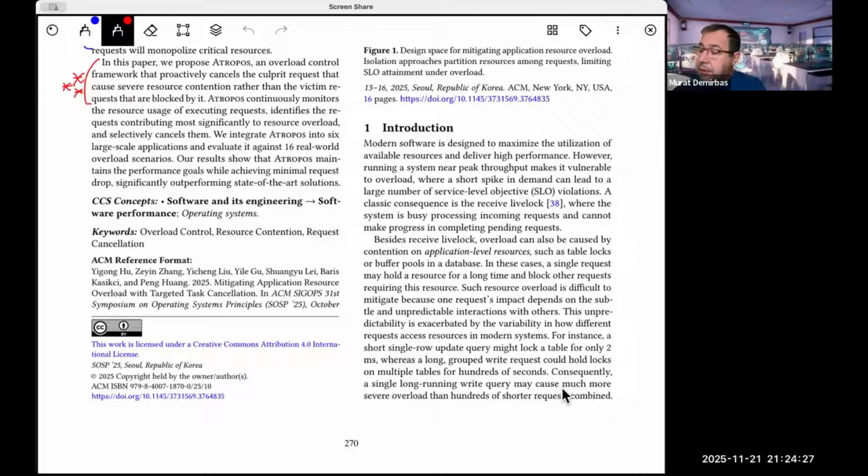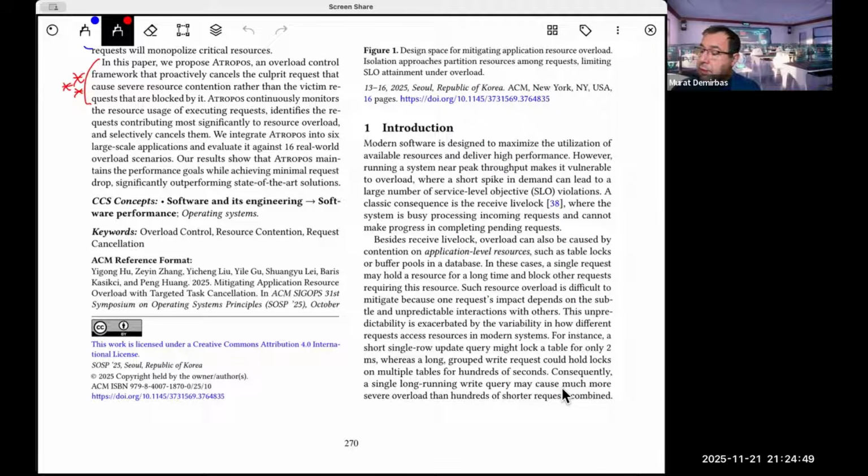This unpredictability is exacerbated by the variability in how different requests access resources in modern systems. For instance, a short single-row update query might lock a table for only 2 milliseconds, whereas a long group write request could hold blocks on multiple tables for hundreds of seconds.